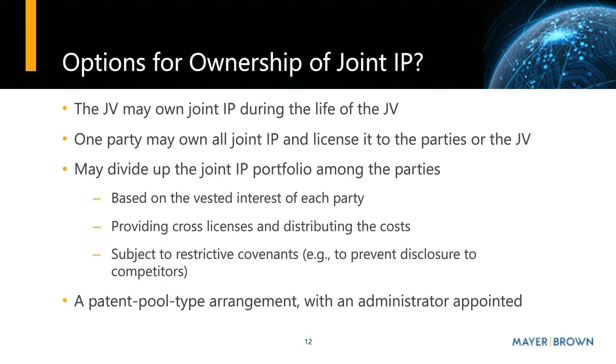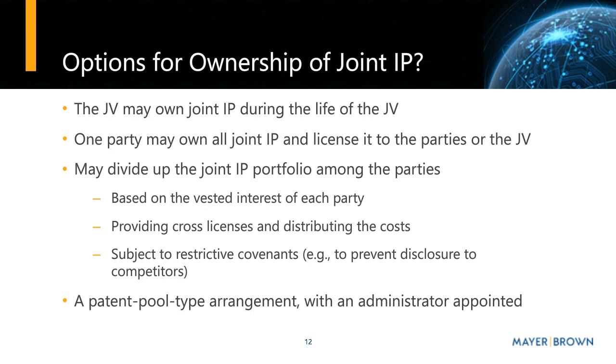The venture partners can also choose to divide the joint IP portfolio among the parties. This division might be based on the vested interest of each party. It could be tied to fields of use or territories, and it could involve cross-licenses between the venture partners or the JV entity. When an IP portfolio is divided, you'll want to be sure that the parties are subject to restrictive covenants to prevent, for example, disclosure to competitors.